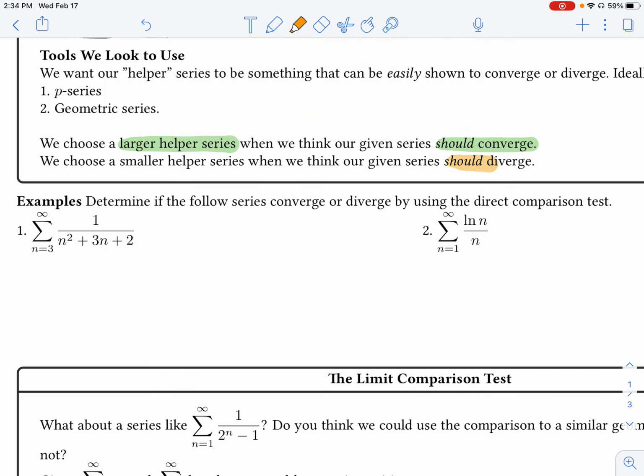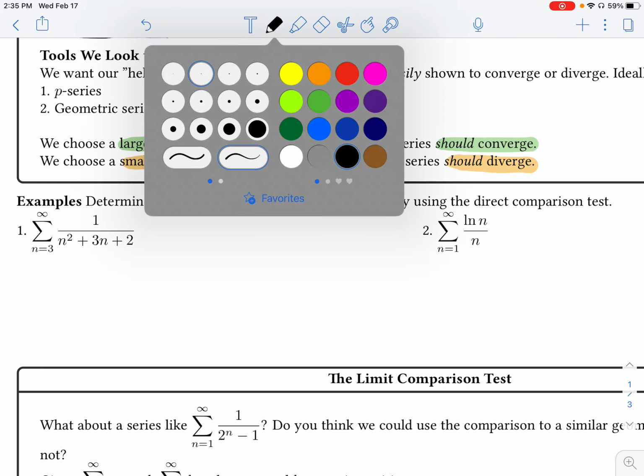Similarly, let me just do a different color. If you think your series is going to diverge, right? If you think that your series is going to diverge, you then want to come up with a smaller helper series. Because again, if all the terms in your helper series are smaller, but that series diverges, your larger series that's quote unquote on top of that has to also do the same. All right, so let's try a couple of quick problems with this.